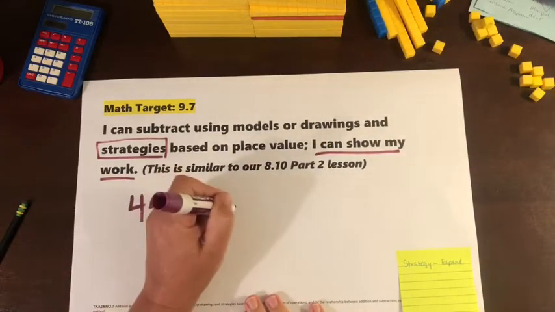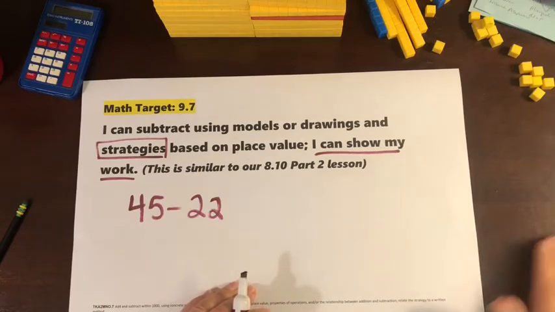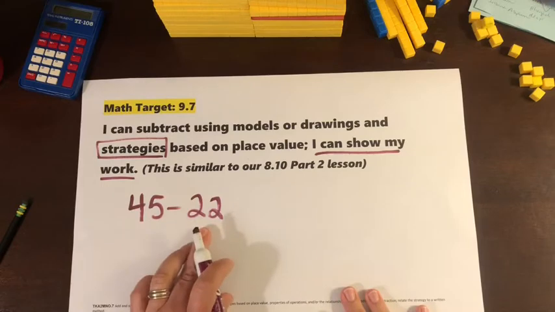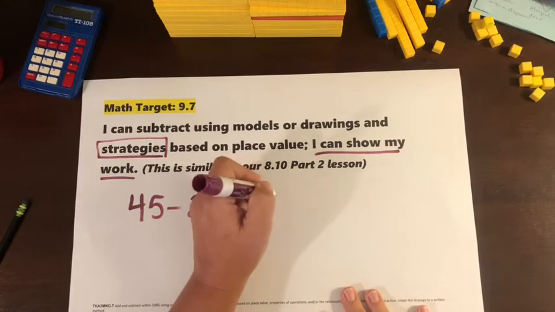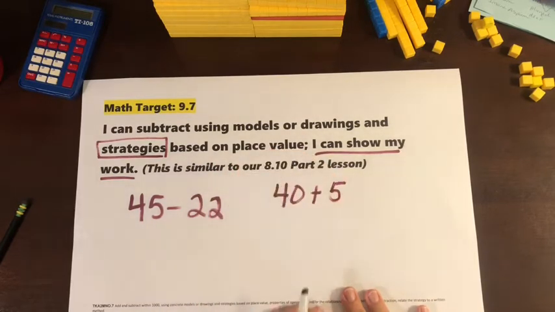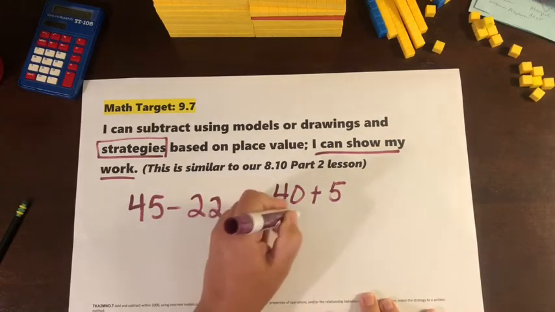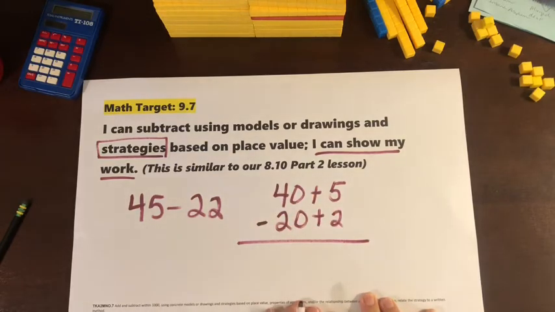Today, we're actually going to work with the idea or the strategy of using expanded form. So we ask ourselves, is 45 larger than 22? Yes, it is. So we can subtract, and we're just going to expand that number just like what we did in our previous lesson. It's kind of a preview. Miss Foster was ahead of herself. And we're going to subtract out 20 plus the 2, which is 22. Okay? So from there, we can subtract.